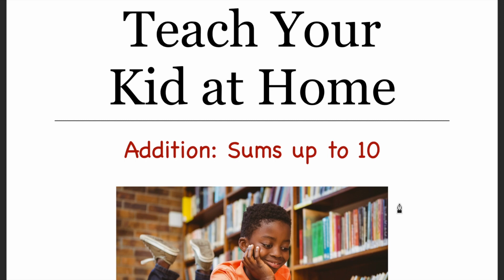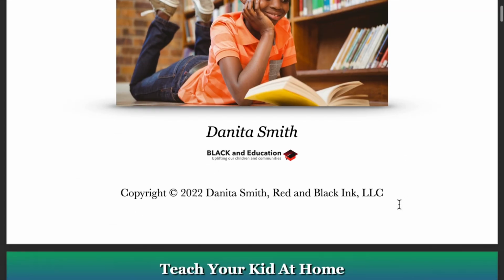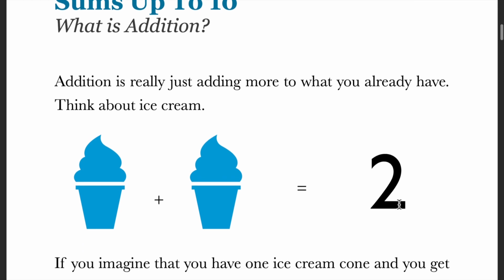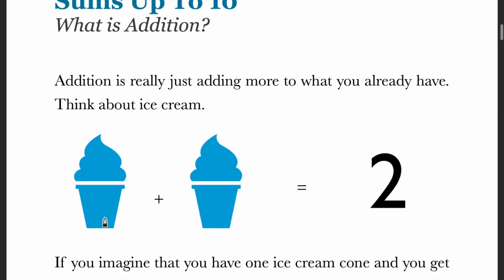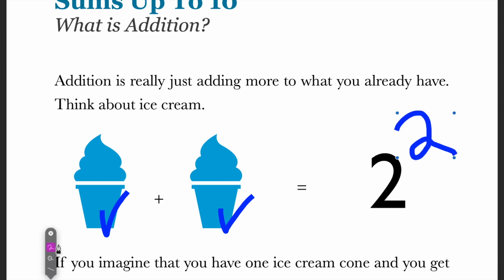So let's say we get some practice. Let's get some practice, like I promised, applying what we've already learned about addition. And let's do a quick review. So we know addition is adding on something to what we already have. So let's say I have one ice cream cone right here, and I want to add one more ice cream cone to that. So essentially what I'll have at the end of the day is 2 ice cream cones, because 1 + 1 is equal to 2.